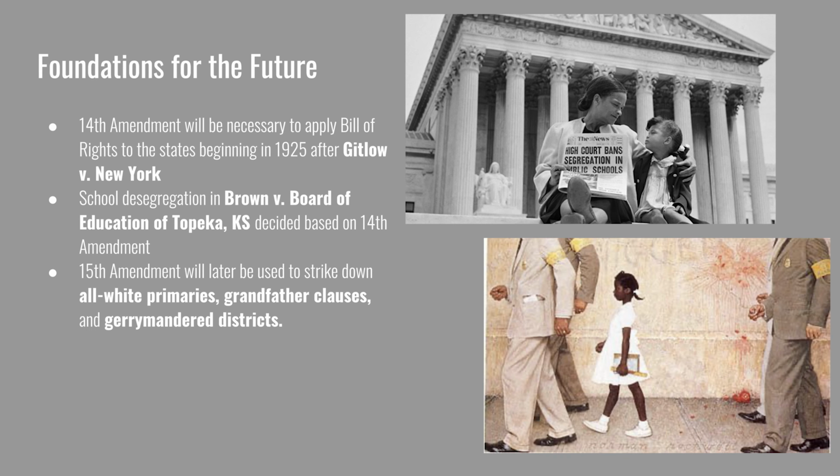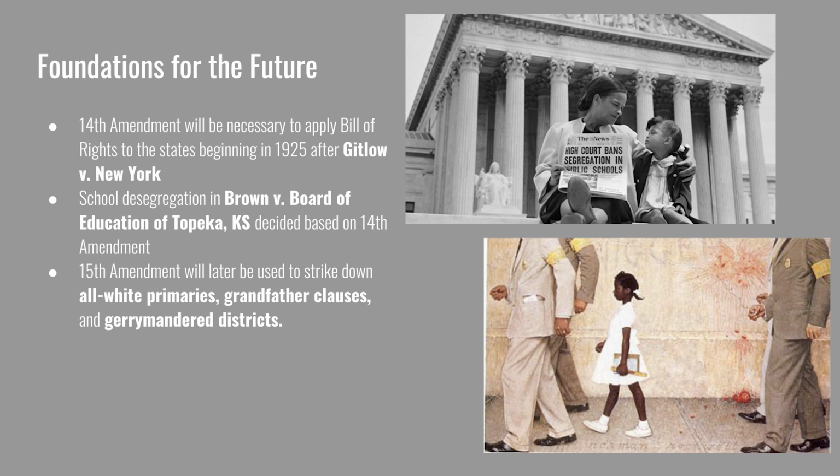The 14th Amendment will be necessary to apply the rest of the Bill of Rights to the states, beginning in 1925 in the court case Gitlow v. New York. In this court case, the Supreme Court says that given the wording of the 14th Amendment, no state shall create a law that's going to infringe on citizens' rights. It means that states cannot make any laws that infringe on the civil liberties granted by any other amendment in the Bill of Rights. Previously, the Bill of Rights only prevented Congress from making laws that could infringe on people's civil liberties, and the 14th Amendment changed that.